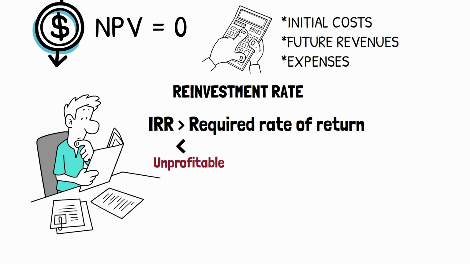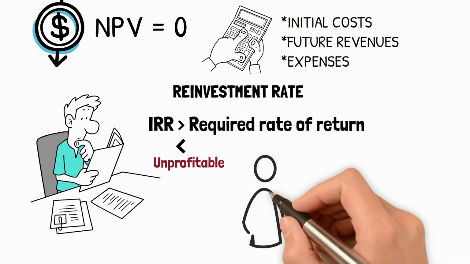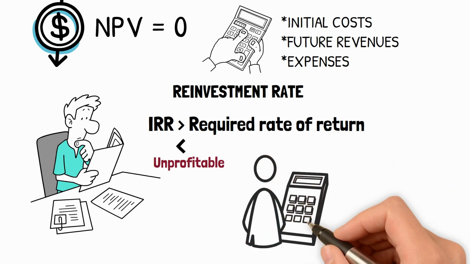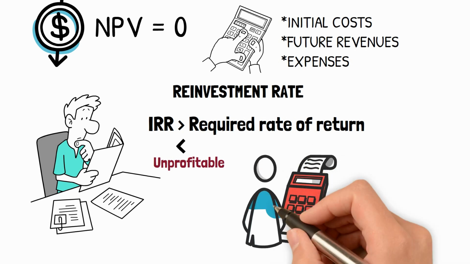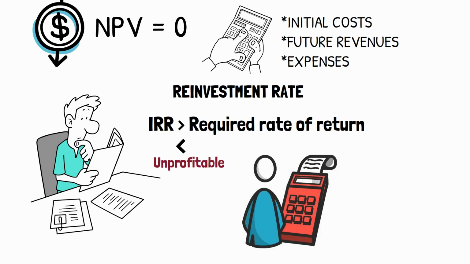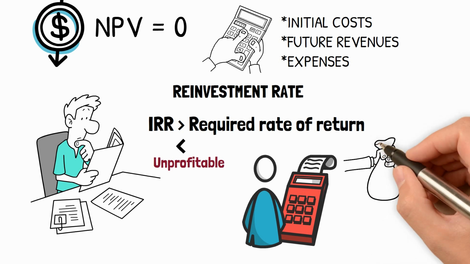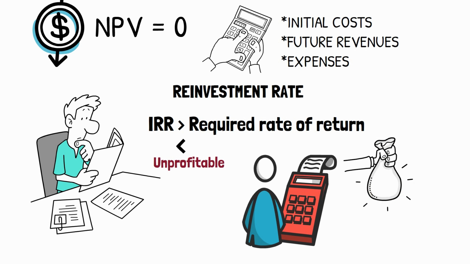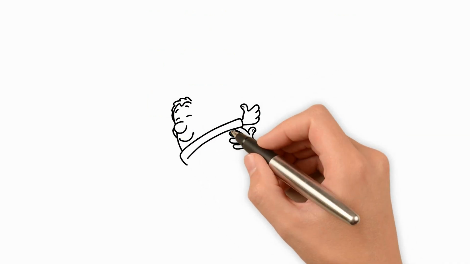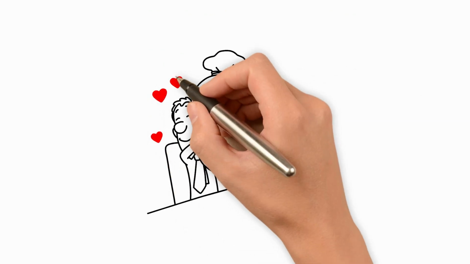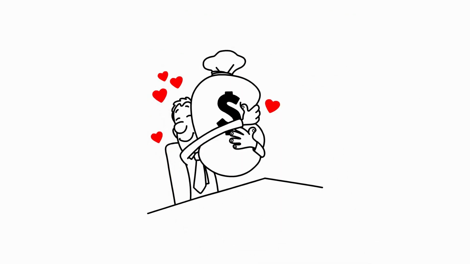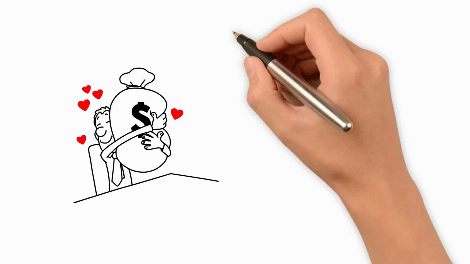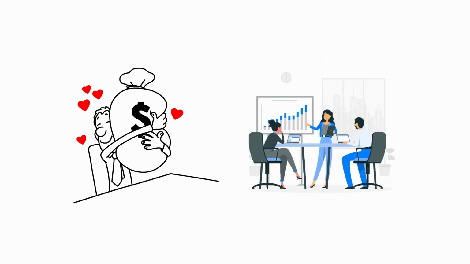IRR is commonly used in capital budgeting to determine whether a project should be accepted or rejected. In this context, the IRR is compared to the required rate of return or cost of capital to determine whether the project is expected to generate a sufficient return to justify the investment. Overall, the IRR is a powerful tool for evaluating the potential profitability of an investment or project, and can provide valuable insights for decision-making in finance and business.